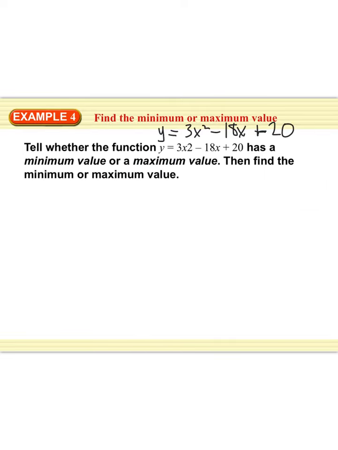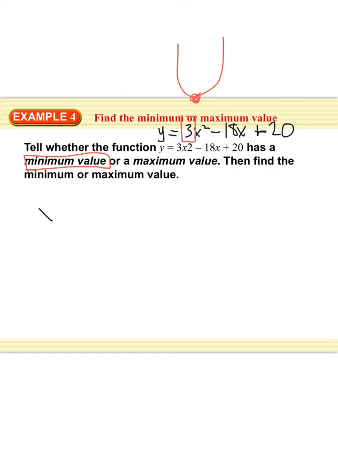Okay, so this problem says, tell whether the function has a minimum value or a maximum value. Well, first we need to find if it's opening up or down. So again, we look at our a value, which is 3. Since it's positive, then our parabola is opening up. So that means we're going to have a minimum value, okay? So step 1's done. Now we need to find the minimum value. So our minimum value is our vertex.